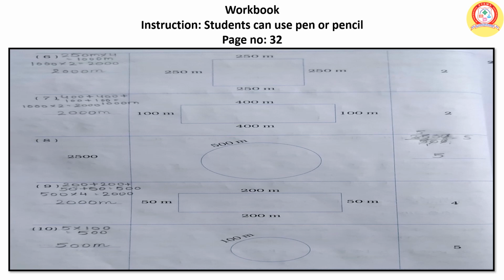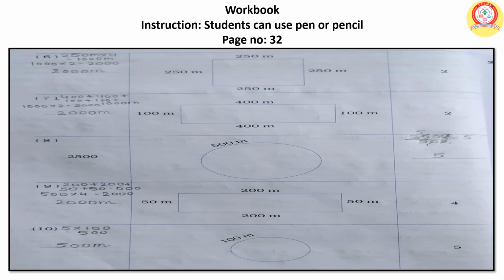We will multiply length of the field with the round to complete to run, that is 500 multiplied by 4 is equal to 2000 meter. So 2000 meter distance to be completed. Okay children. Now let's move to the 10th one. In 10th one, the round to run to complete the distance is 5.